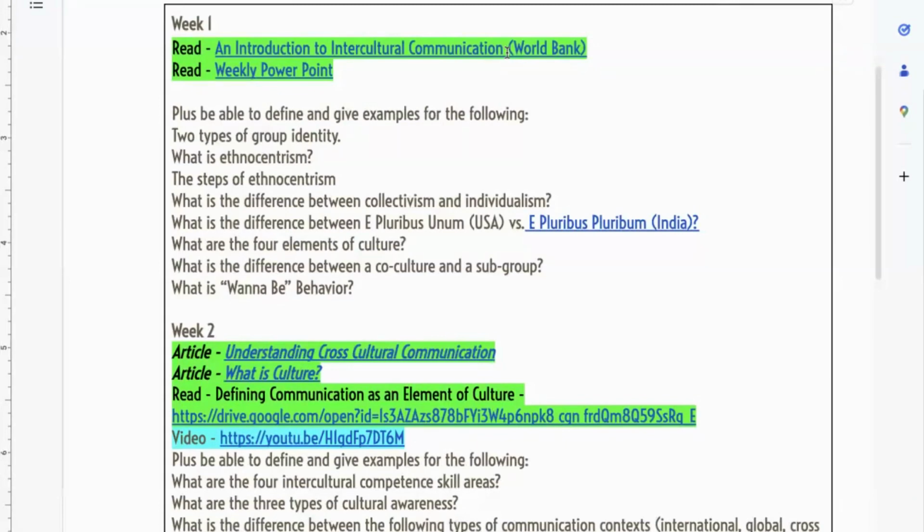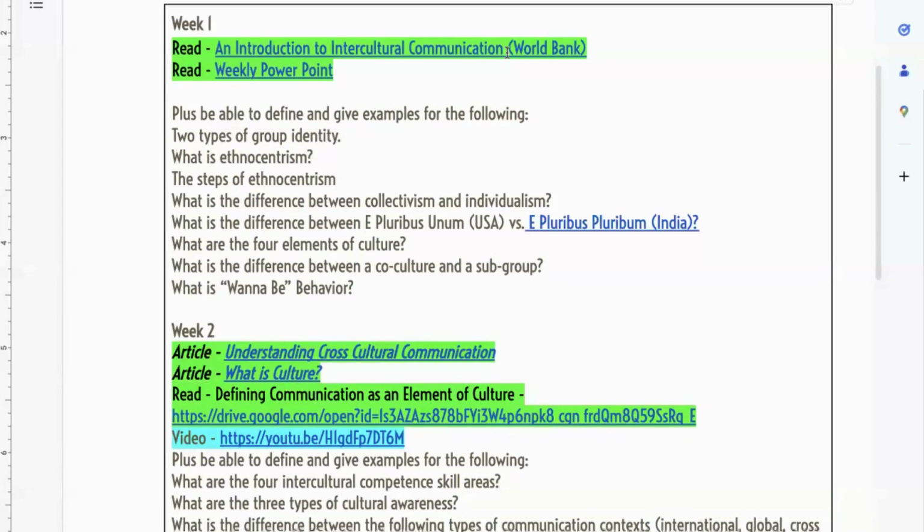Basically, ethnocentrism is thinking that the world should think like you think, act like you act, and do as you do, but sometimes that is not the case. Many times that is not the case. So what is ethnocentrism and what are the steps of ethnocentrism? Also be able to tell me the difference between collectivism and individualism.